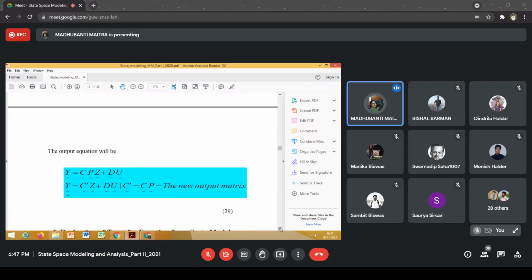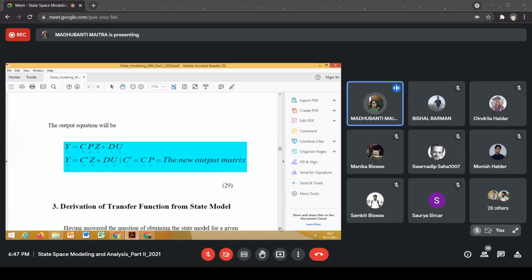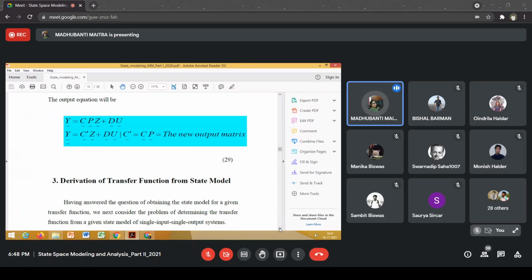Now since P is not any fixed matrix, only these two criteria have to be satisfied for P. P should be a non-singular matrix, as well as a constant matrix. So we can find an infinite number of such P matrices, and hence for a given system, theoretically infinite number of state models can be obtained. So the state model of a system is not unique.